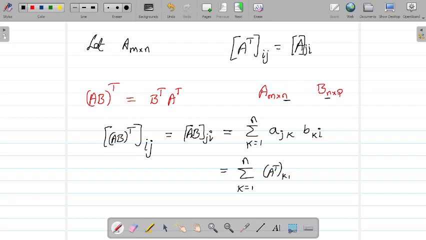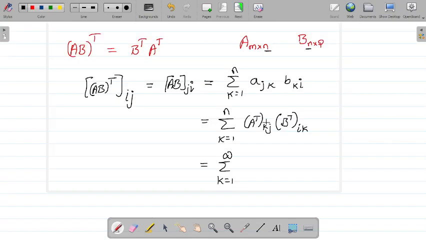Since real number multiplication is commutative, a times b is the same as b times a. These are real numbers, these are entries of the matrix. Entries of the matrix can be either real or complex, doesn't matter. So here, using the commutative property, I'm going to rewrite it like this: B transpose ik and A transpose kj. So now it is exactly looking like the ijth entry of B transpose into A transpose, isn't it?